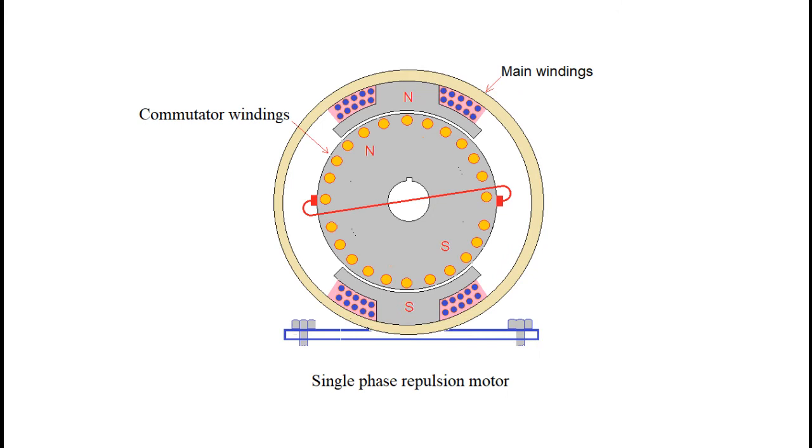Now let us consider the next slide. This slide shows a motor that is known as repulsion motor. The motor is a single phase motor having single phase winding on stator side. This winding, as it is in case of all earlier motors, receives single phase supply.